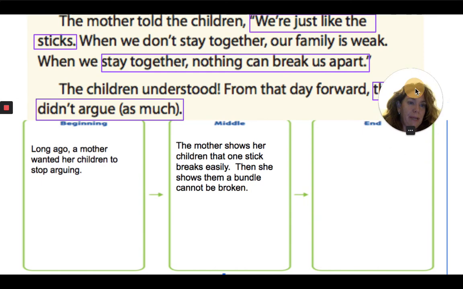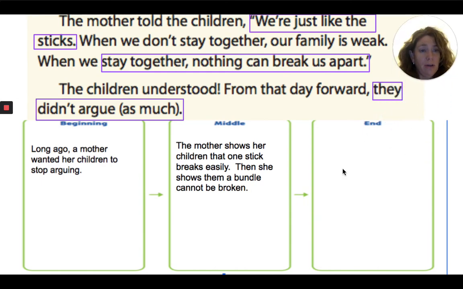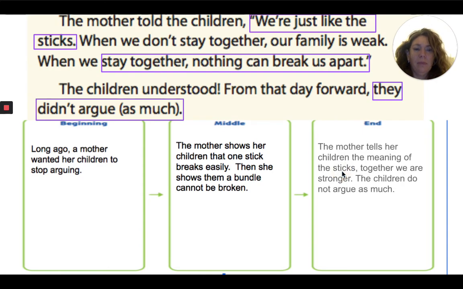So I'm going to move my head so I can show you what I wrote just to recount this last paragraph here. And so my recounting of the last paragraph was the mother tells her children the meaning of the sticks. Together we are stronger. The children do not argue as much. Okay, so if I wanted to retell the whole story, I have it right here now.